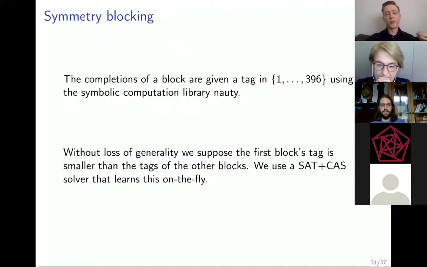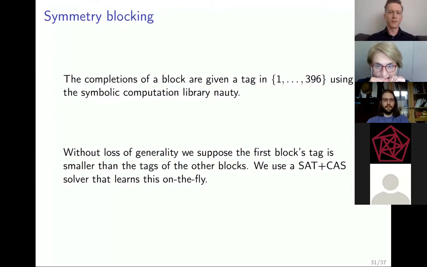Furthermore, you can compute which case you're in using a CAS, or a symbolic computation library. We use a library called Nauty. The idea is, given an explicit 0-1 matrix, a completion of one of the blocks, Nauty can tell you which case you're in. We can assume we're going to get a tag between 1 and 396, so every block can be given a tag. The other property we can assume is that since the blocks are all equivalent, they can be permuted freely, so we can assume the first block's tag is minimal. This is going to be a significant reduction if we can come up with a way of encoding it into logic.